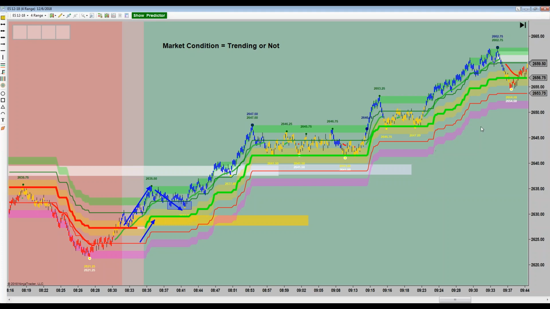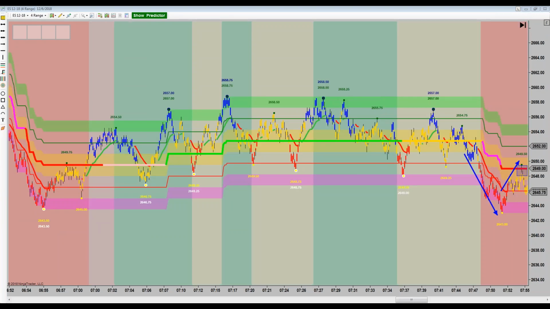Good. All right, now let's bring up one that's not so clear. That was pretty easy to see, the up and the down trend there. Let me give you one that's not so easy. Ready? Here we go. And by the way, ES does this a lot. So if you're going to trade ES, you've got to be prepared for this condition that you're going to look at right here.